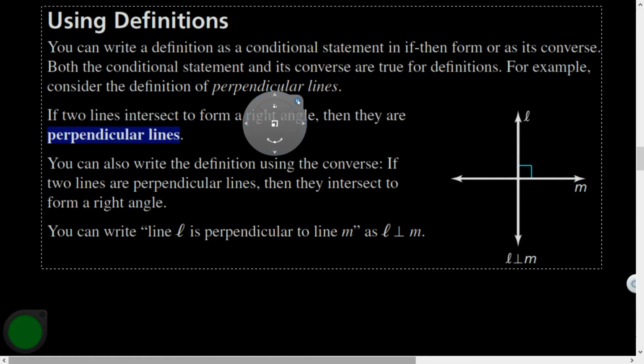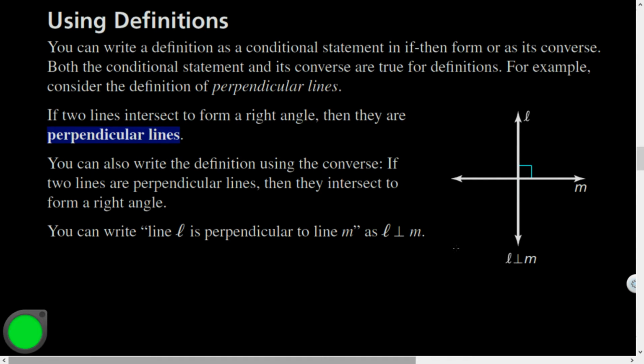Let's see. Using definitions. I foreshadowed this earlier. Fortunately, you're welcome, you guys don't have to write this down. You can write a definition as a conditional statement in if-then form or as its converse. So definitions are flip-flopped. Both the conditional statement and its converse are true when pulling from a definition. So if-then and converse, both true.